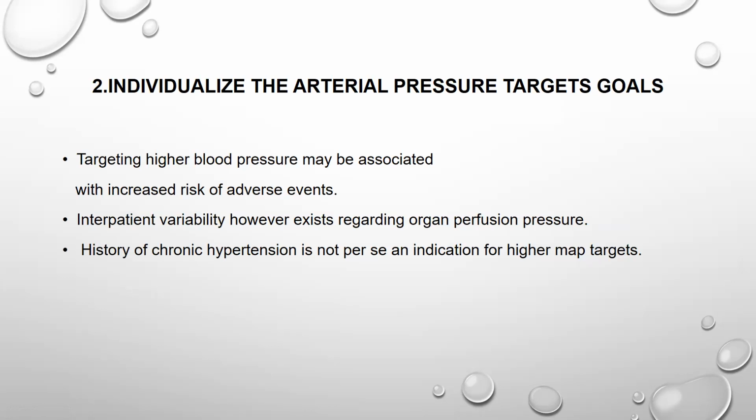If you target a higher blood pressure, this will increase the risk for adverse events. So try to target a reasonable blood pressure, and it will vary from one patient to another because we have interpatient variability regarding the organ perfusion pressure. And if the patient has a history of chronic hypertension, this is not an indication that you will target a higher MAP for the patient. Even if you target a systolic blood pressure, you have to individualize the reading according to your patient's circumstances.